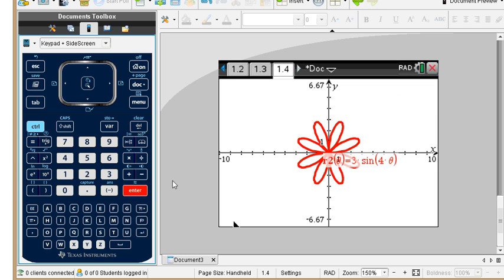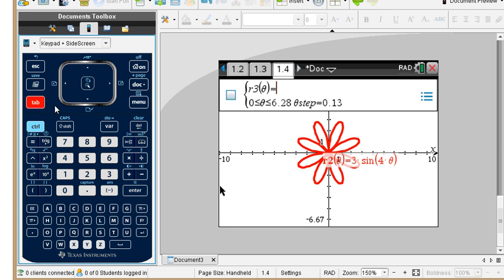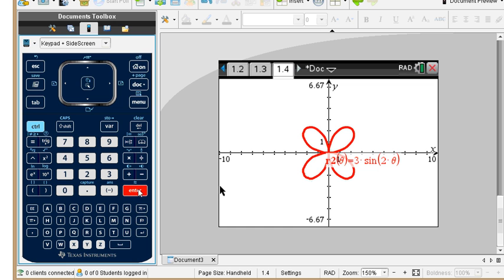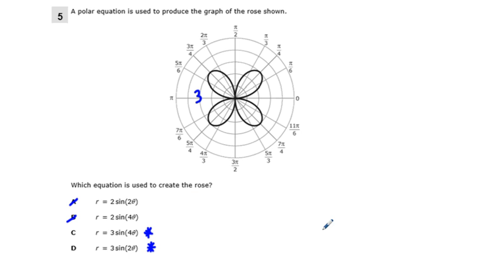And we graph that. We do not get 4 petals, we get 8. So C is not going to be correct. We can go ahead and change that by going back. Change that to 2. And we do that. We do get 4 petals. So our correct answer for this is going to be answer choice D.